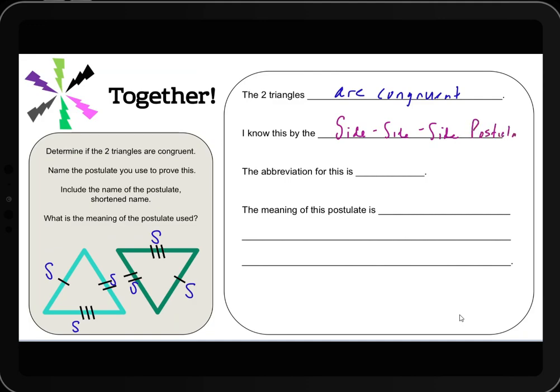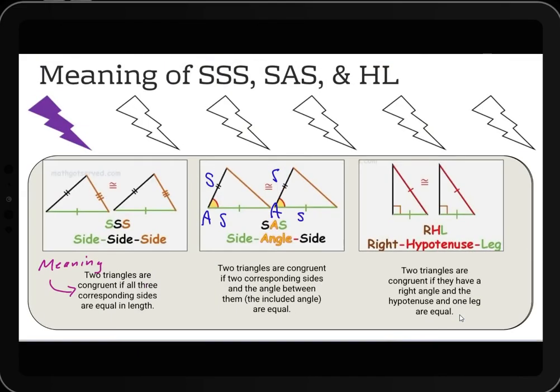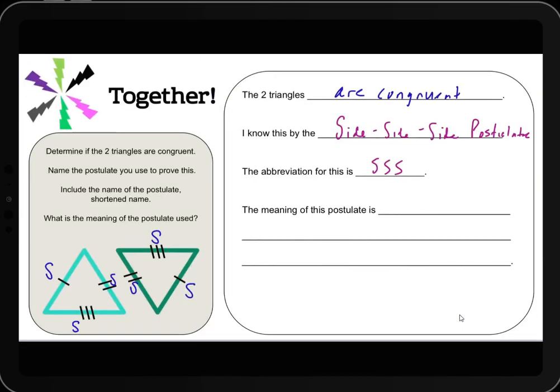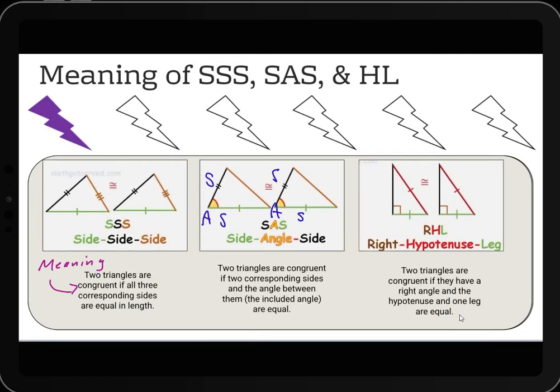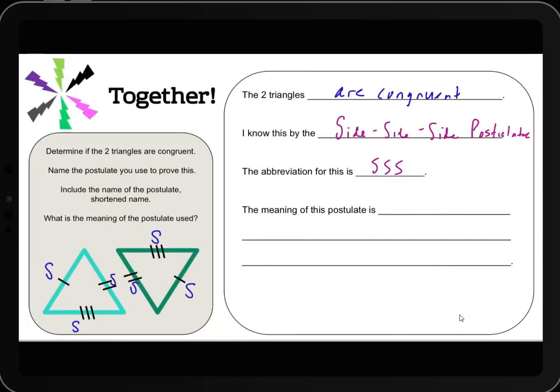And that's SSS. So then I would go to my slides. I'd be like, wait a minute, what's the SSS one say again? Oh, that's right. This is what the SSS one says: two triangles are congruent if all three corresponding sides are equal in length. So then that would be my meaning. Oops, I didn't actually quite get the meaning down correctly, so let me go back and copy that correctly. And then I'll go back and paste it in there. Paste image. There we go. There it is.